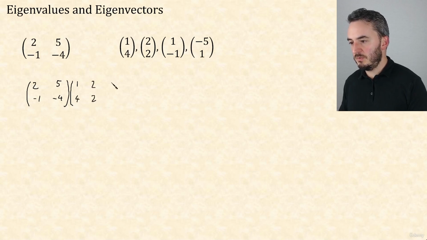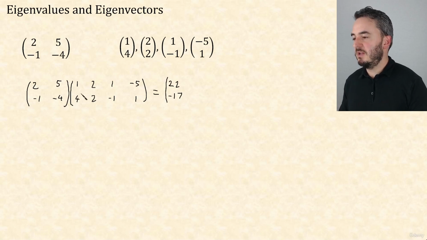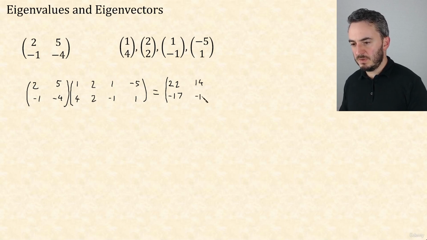So I'll just load them all up here and apply the matrix one at a time to each one and see what I get. Applied to (1, 4), I get 2 times 1 plus 5 times 4. So that's 2 plus 20 is 22, and then minus 1 minus 16, so that's minus 17. Nothing particularly interesting there. How about (2, 2)? So that's 2 times 2, so 4 plus 10, so that one's going to 14, and the next one, minus 2 minus 8. Again, nothing particularly interesting there.